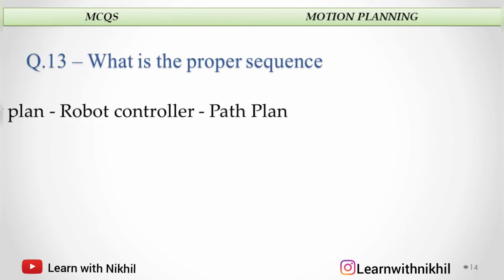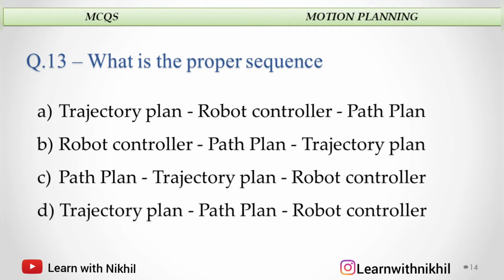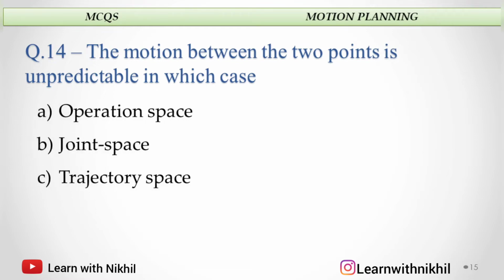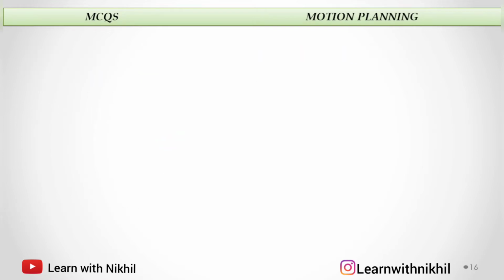Next question, what is the proper sequence? The proper sequence is first we have to do the path plan, then trajectory plan, then the robot controller. Next, the motion between the 2 points is unpredictable, in which case operation space, joint space, trajectory space or Cartesian space, and the answer is joint space.